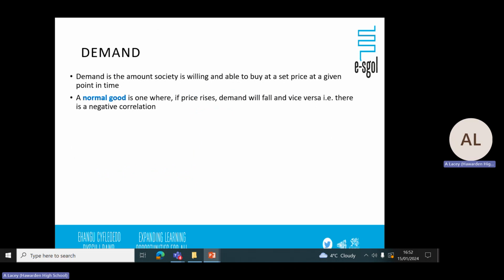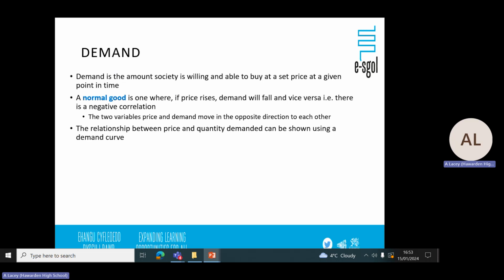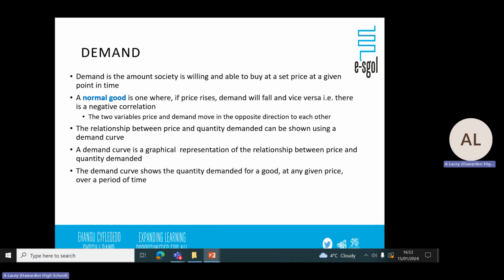When we look at demand, demand is the amount society is willing and able to buy at a set price at any point in time. Now, a normal good is where if price rises, demand will fall and vice versa. There's a negative correlation. The two variables, price and demand, move in opposite directions to each other. The relationship between price and quantity demanded can be shown using what is called the demand curve. A demand curve is a graphical representation of the relationship between the price and the quantity demanded, and it shows the quantity demanded for a good at any given price over a period of time.